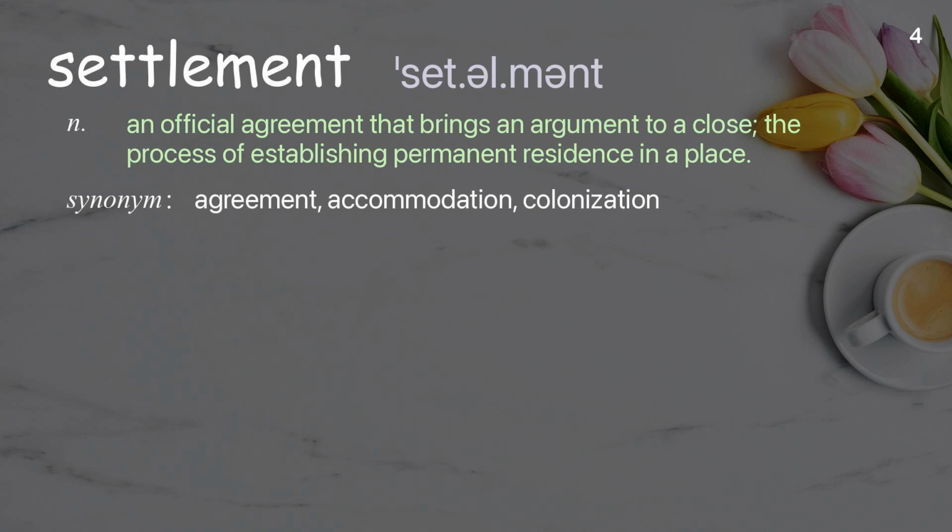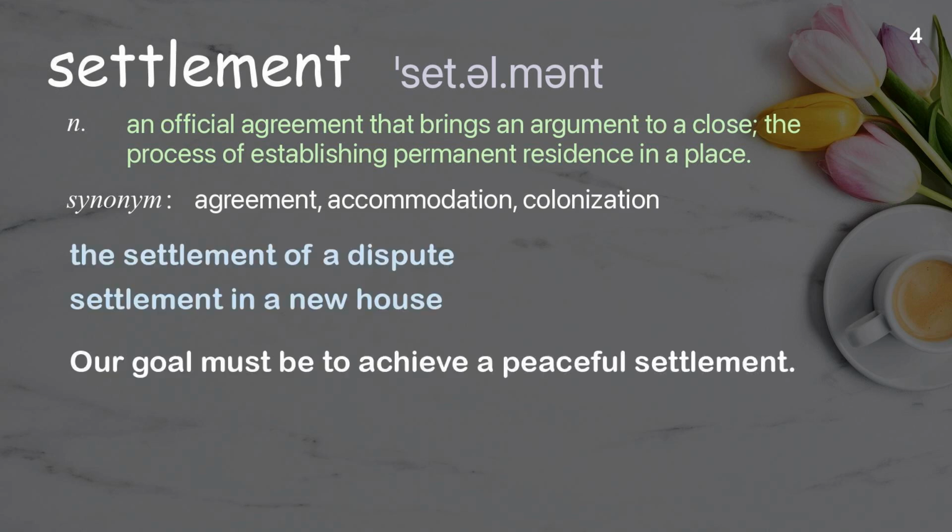Settlement. An official agreement that brings an argument to a close, the process of establishing permanent residence in a place. Examples. The settlement of a dispute. Settlement in a new house. Our goal must be to achieve a peaceful settlement.